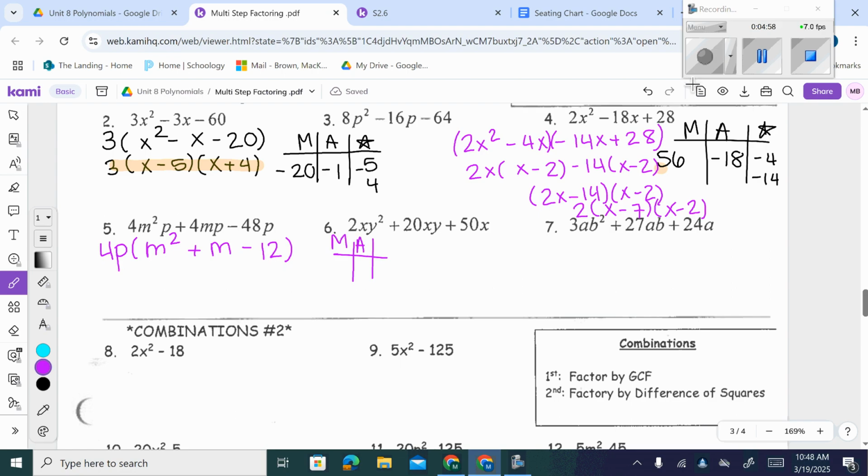What kind of 12? Negative 12, and you're adding to a plus 1. What multiplies to negative 12 and adds to 1? 3 and negative 4. Good. Can you shortcut this?